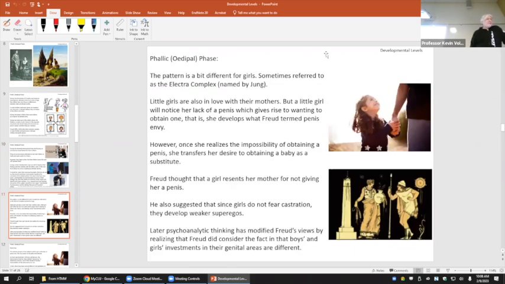Now, patterns are a bit different for girls. I mentioned this to you guys already. And again, we're modifying this now. Okay.